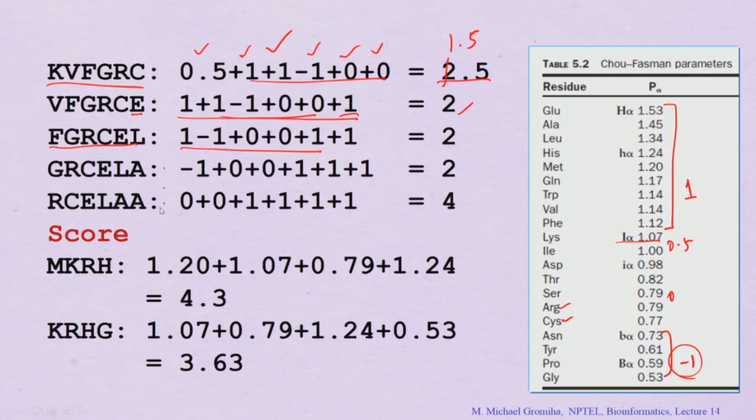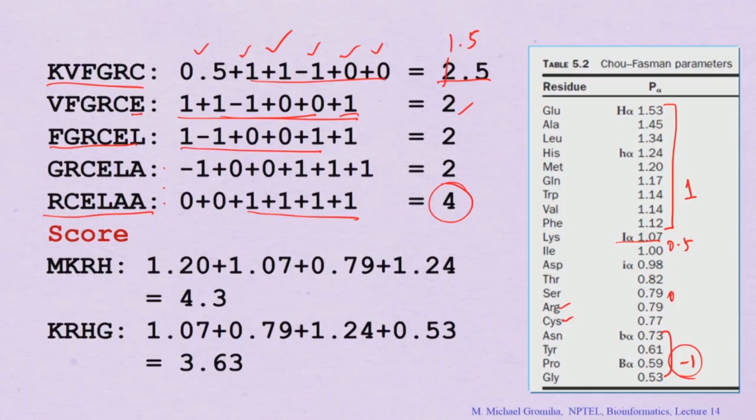Go on adding these numbers. When you go with RCELLA, R equals 0, C equals 0, and all these are 1, because E is 1, L is 1 and alanine is 1. So, the final score is 4. Now, you can say this is a segment you can identify as an alpha helix.